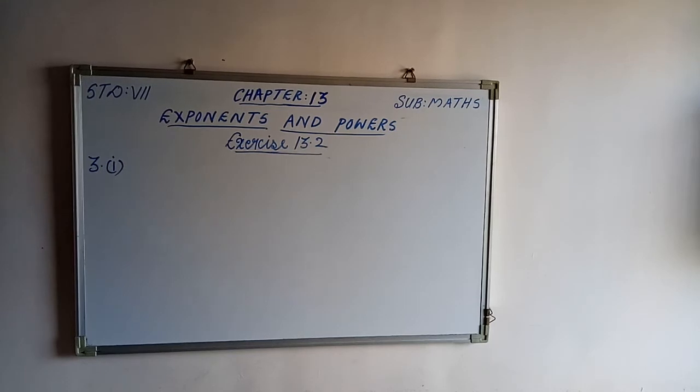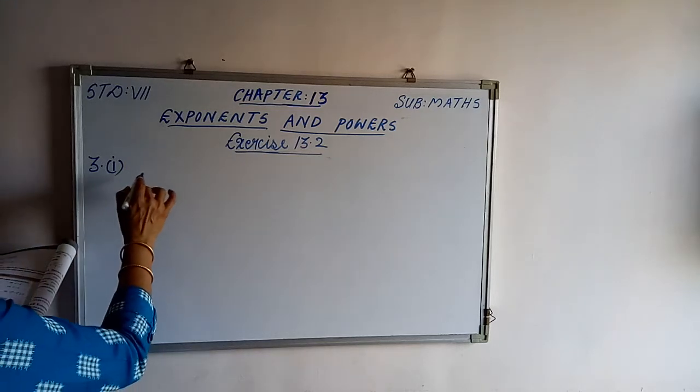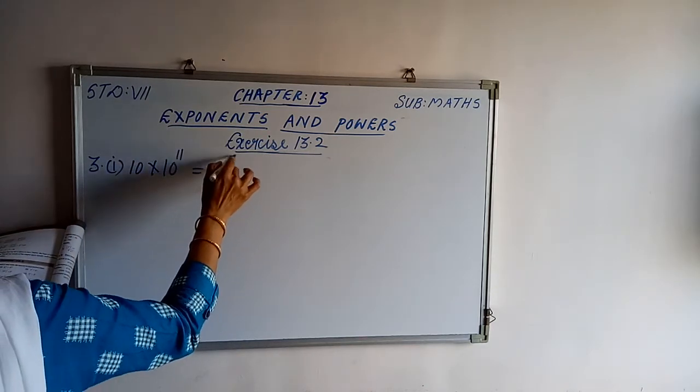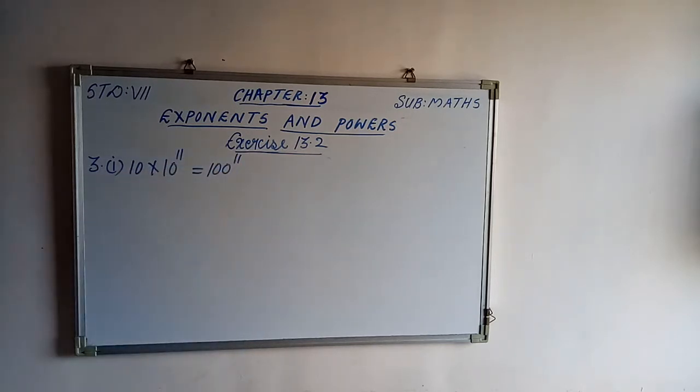Third question. Say true or false and justify your answer. First one. 10 into 10 raised to 11 is equal to 100 raised to 11. What you have to do is say whether this is true or false and give the reason, justify your answer. For that, first we find out the LHS, then find out the RHS and check whether LHS is equal to RHS or not. If they are equal, it is true, and if not equal, it is false.